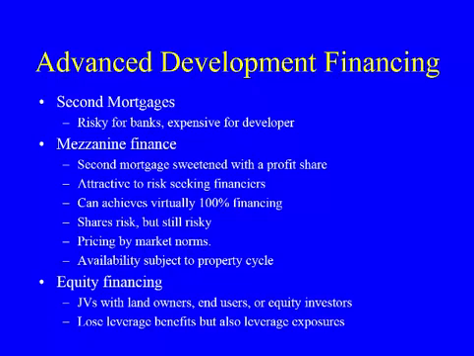A variation of second mortgage is what has come to be known as mezzanine finance. In Australia, mezzanine finance is only found in connection with development, though in the United States it has also been used for investment in other parts of the property market, including industrial. Mezzanine finance consists of a second mortgage, but with the addition of a profit share being given to the lender.